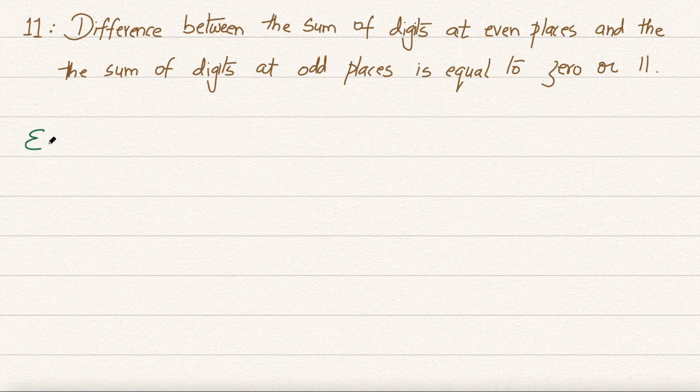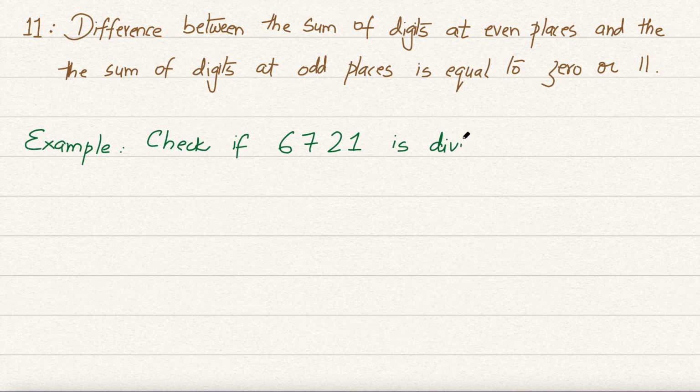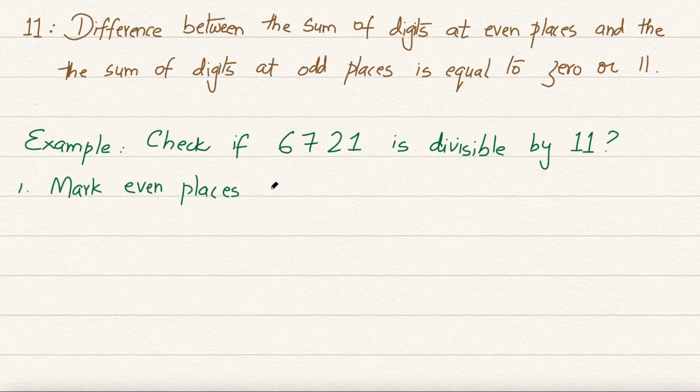Let's look at an example. Check if the number 6721 is divisible by 11. You need to mark even places and odd places. First of all, you will write the number here. 6721 is the number. Start marking. This is 1, this is 2, this is 3, and this is 4.